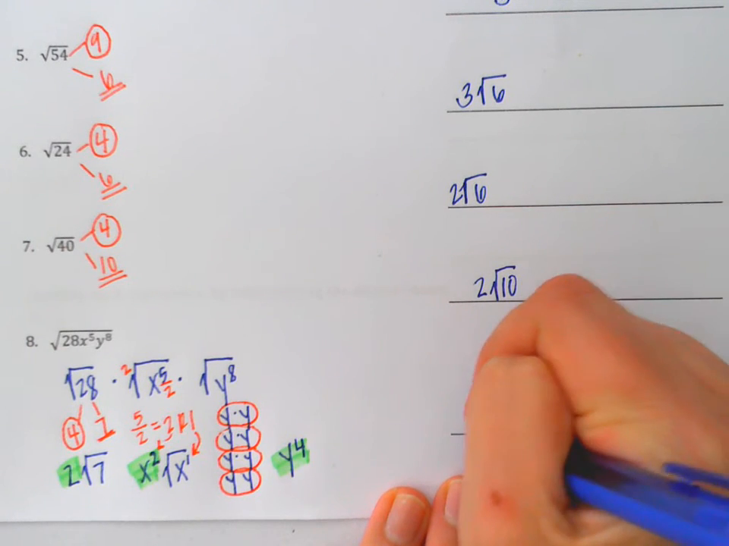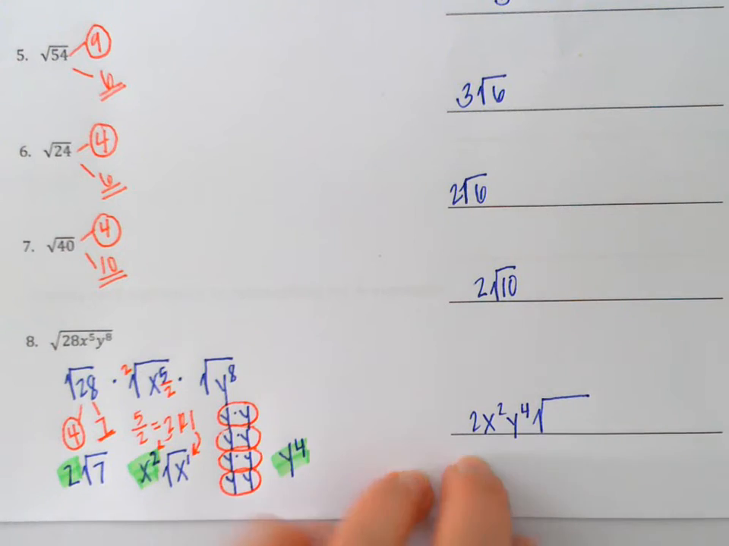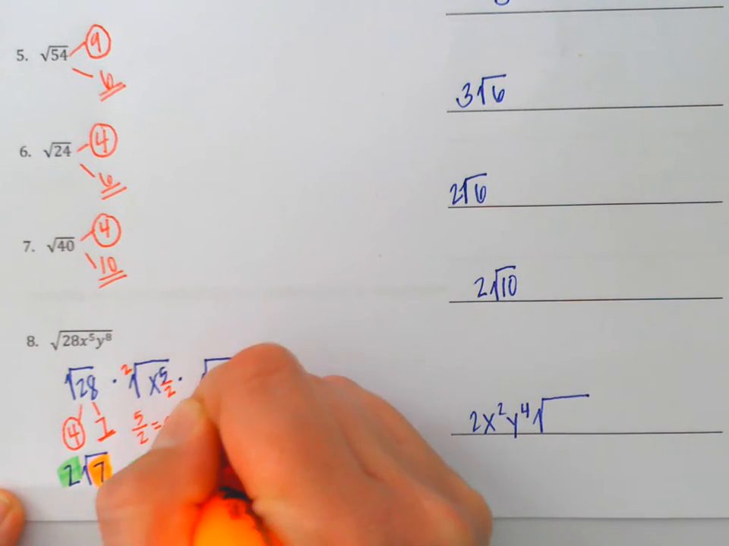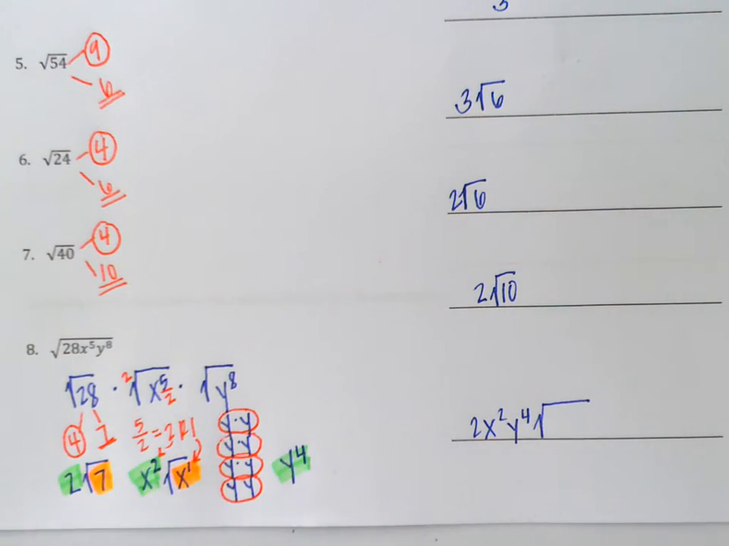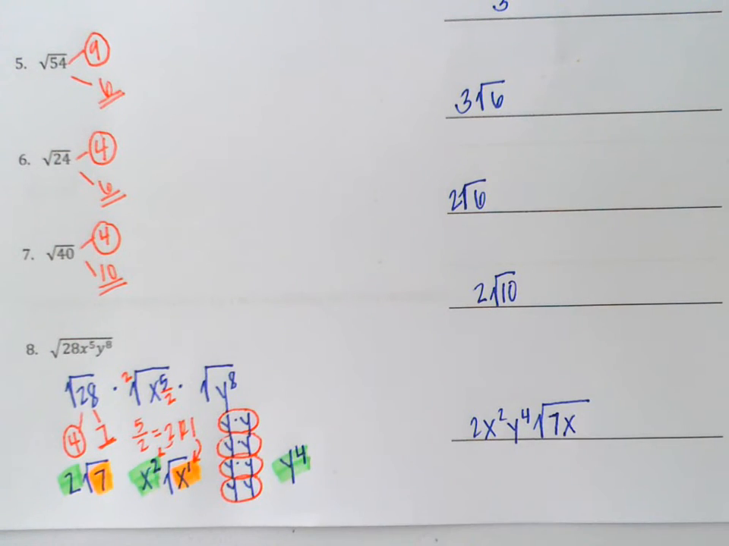So 2x squared y to the 4th, and then what stays on the inside of the square root is the 7 and the x to the 1. And we don't need to write the x to the 1, so we just write 7x. And that would be my final answer.